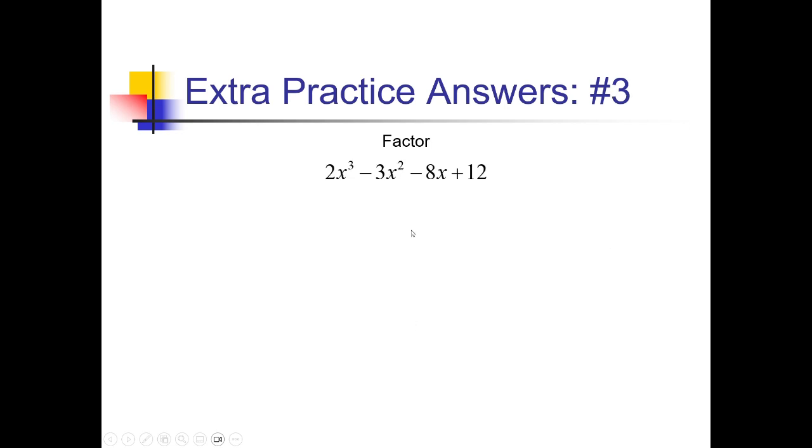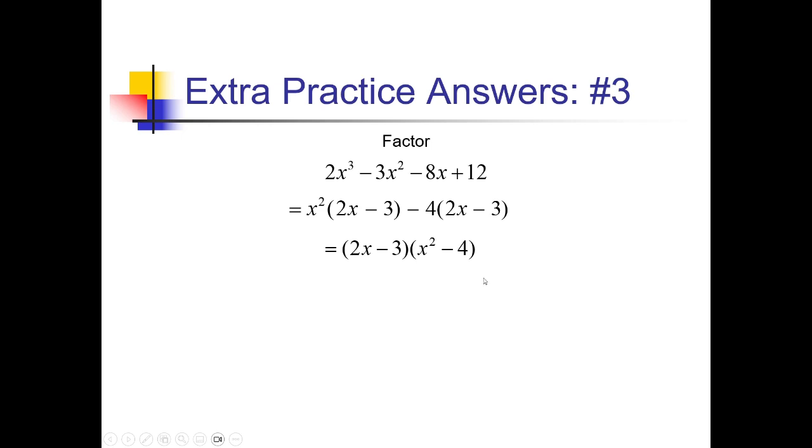For number 3, taking a look at all of these, it doesn't look like I can take out any common factors in the beginning. Since I have 4 terms, I'm going to go straight to grouping on this one. My first 2 terms, I can take out an x squared from those, leaving me with a 2x minus 3. And I have a negative 3rd term, so I'm going to take a negative out for the next 2 terms. Negative 4 comes out of 8 and 12. So that leaves me with 2x minus 3. 2x minus 3 is now a common factor that I can take out of everything. And that leaves me my leftovers parentheses of x squared minus 4.